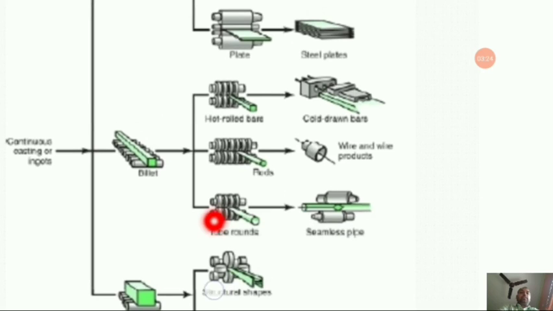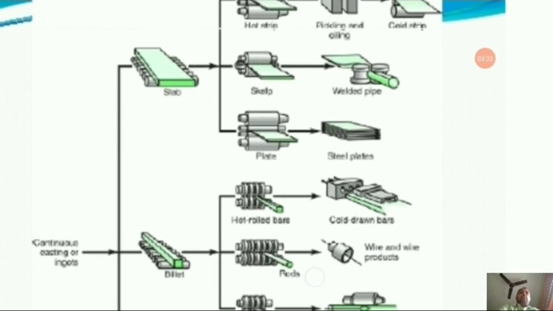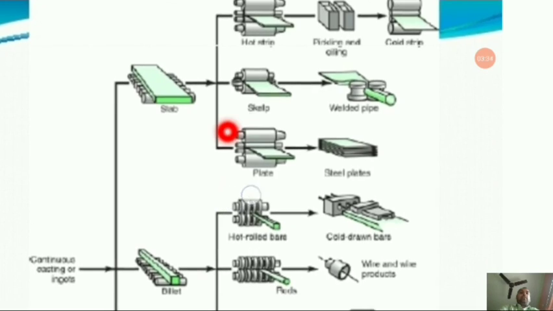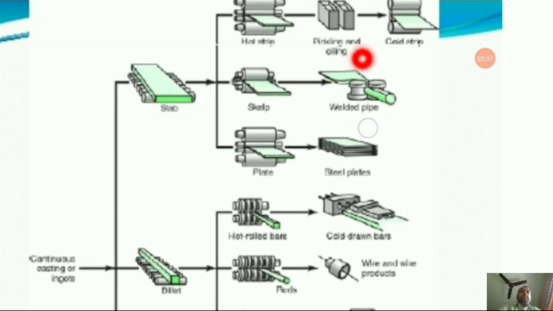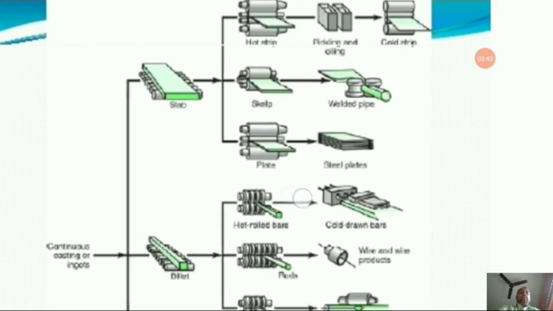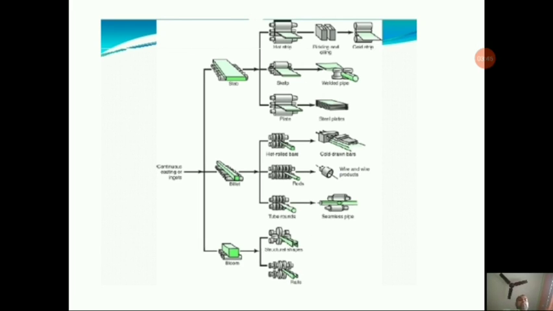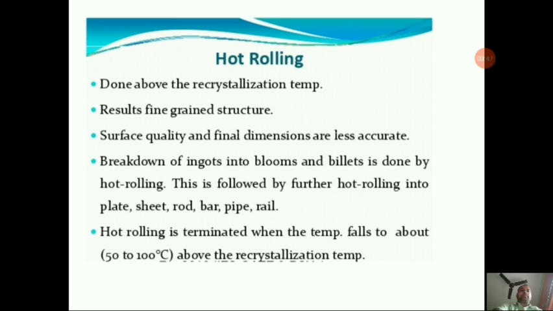And from billet we are getting tube rounds, and from that we are getting seamless tubes, then cold drawn bars, wires, etc. And from slab you are getting hot strip, cold strip, sheets, welded pipes, plates, steel plates as well. So these are the different application portions of the rolling process.